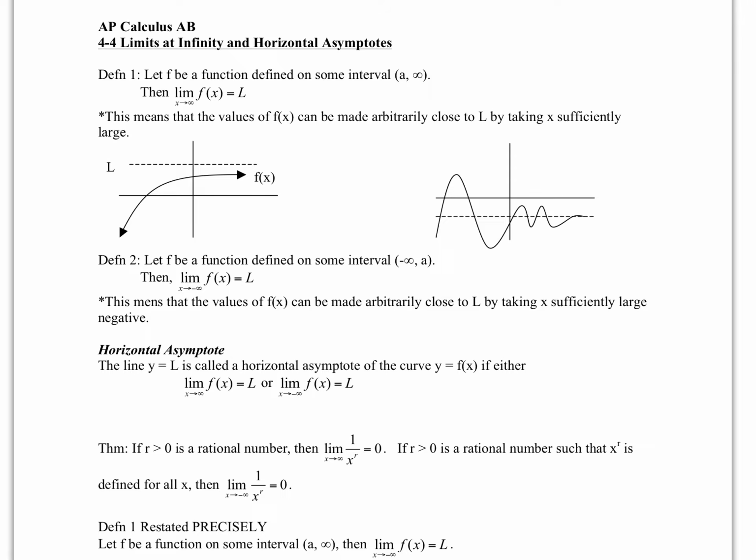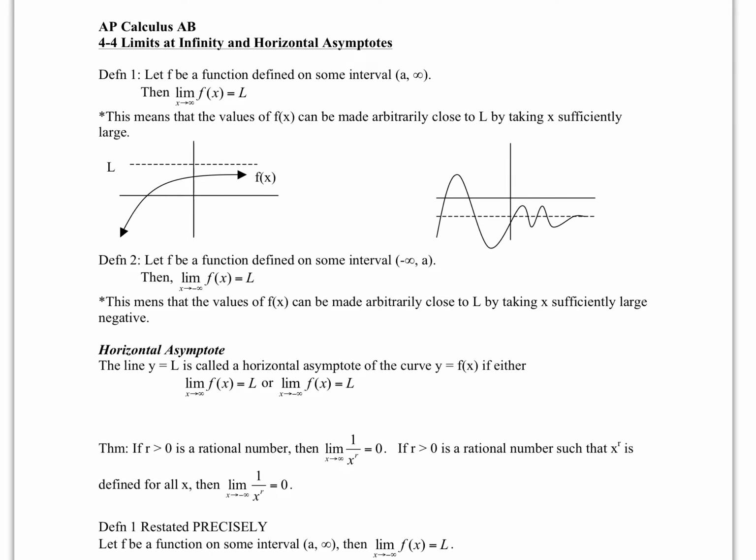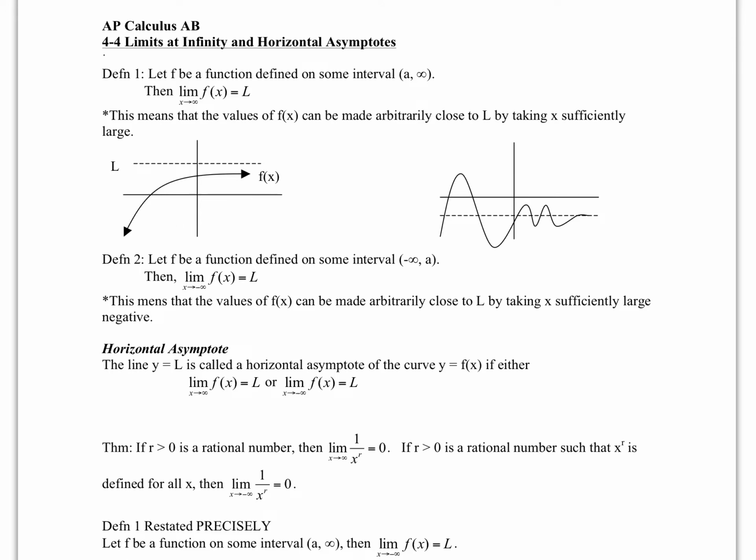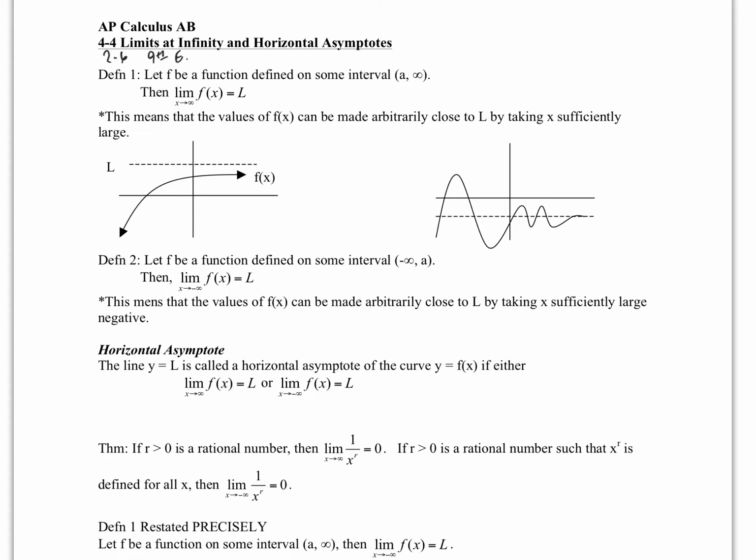Hey everybody, it's Mr. N, and we are going to do some limits today at infinity and horizontal asymptotes. This is the 4-4 lesson from Stewart Calculus, which is also the 2-6 lesson in the 9th edition. Let's get right into it.